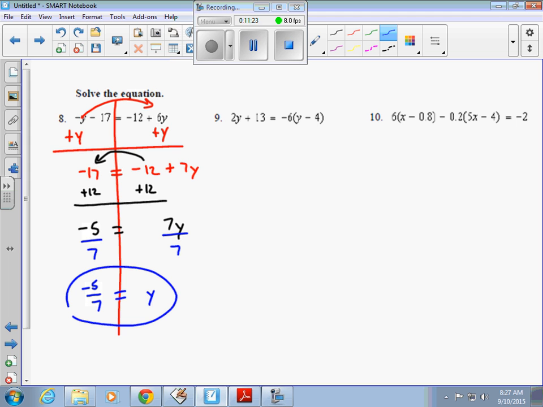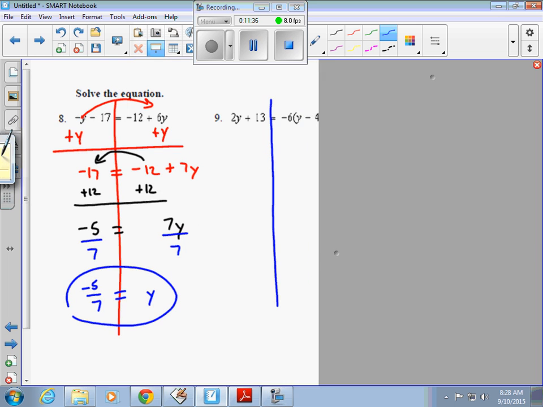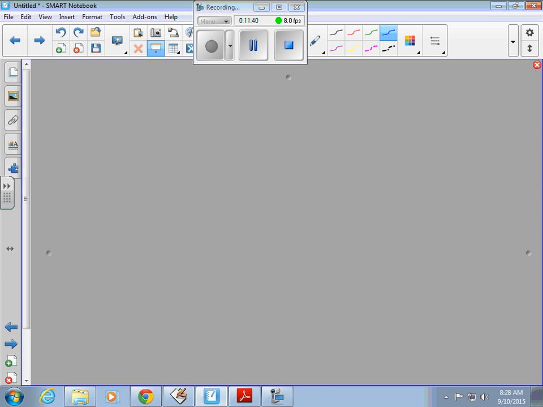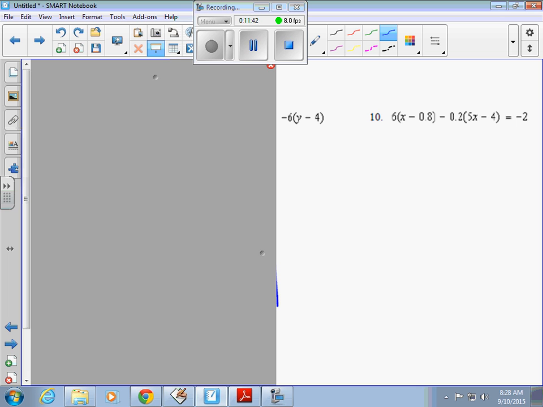2y plus 13 equals negative 6 times y minus 4. Before you try to undo anything with this, you need to simplify one side and the other side. You cannot simplify 2y and 13 because they're not like terms. You don't get 15y out of that. But as we look at the other side, we can multiply or distribute the negative 6 into the parentheses. Times y is negative 6y times negative 4. Negative times a negative is a positive 24.